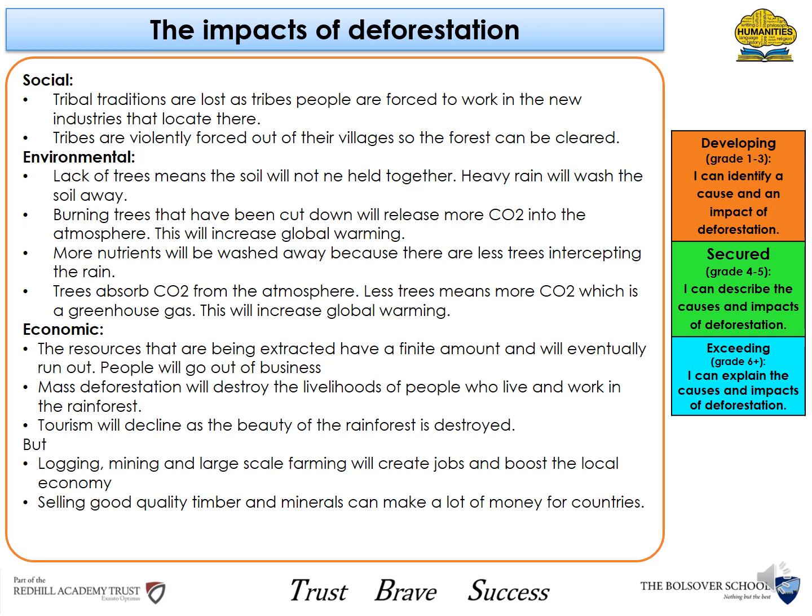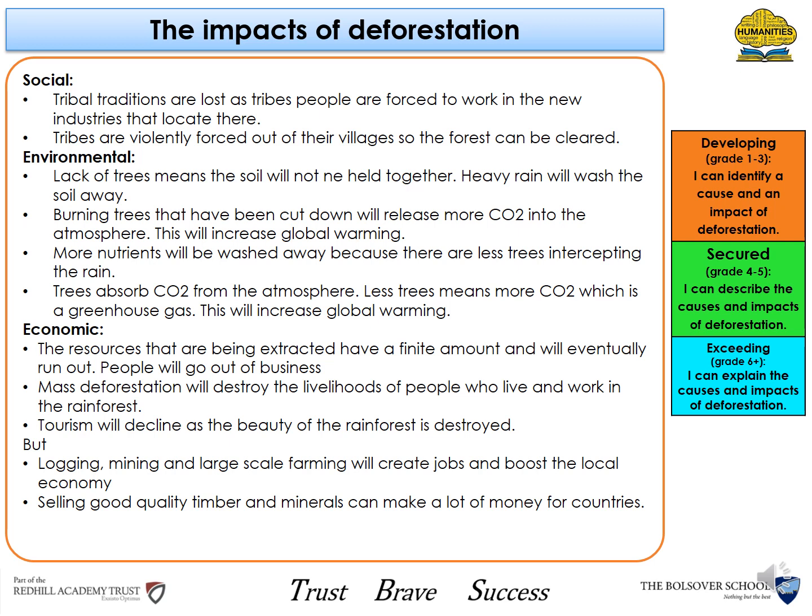When you burn trees, it releases CO2, and trees themselves absorb CO2 from the atmosphere. So linking back to our last topic on climate change, less trees means that less CO2 can be absorbed, so global warming will increase. And the more nutrients that get washed away, the less fertile the land is, so the less useful the land is. So anyone trying to farm that land in the first place won't be able to, because it's not nutritious enough.